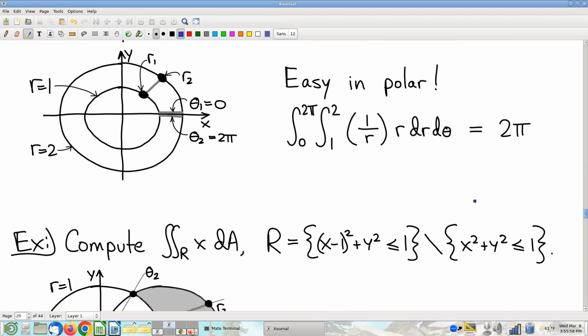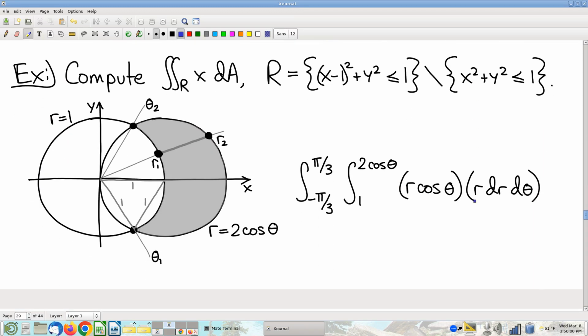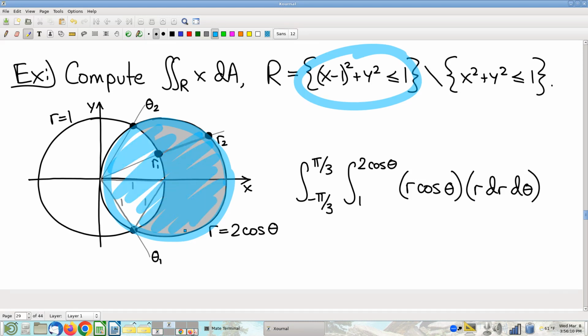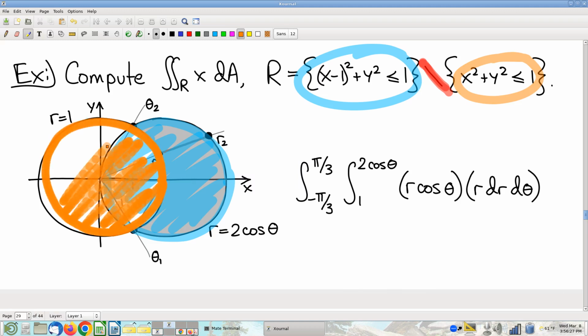Okay, next one. A little harder. Weird shape here. We are going to start with, you'll notice here, a disk. That's this disk like this. But specifically we are then going to exclude, that's what this backslash means. This says eliminate from the blue every point in that disk, which is this right here.